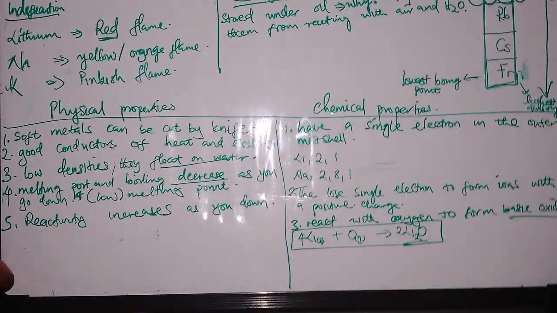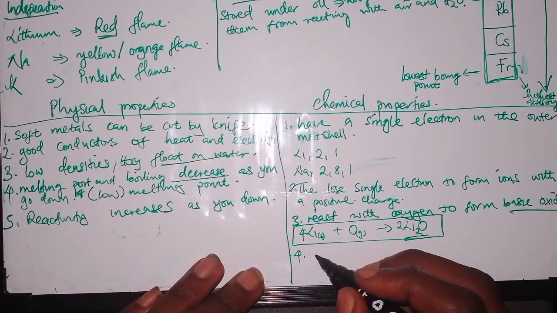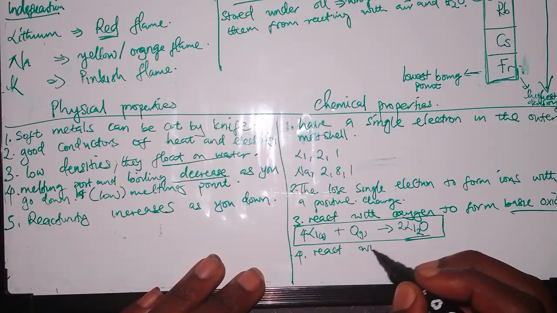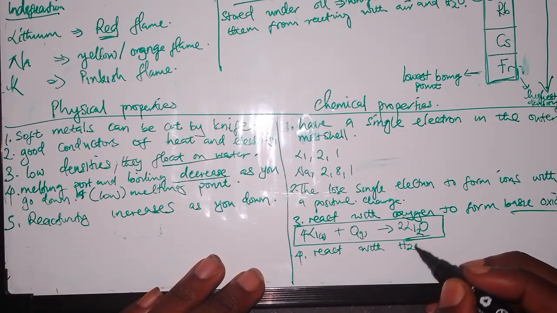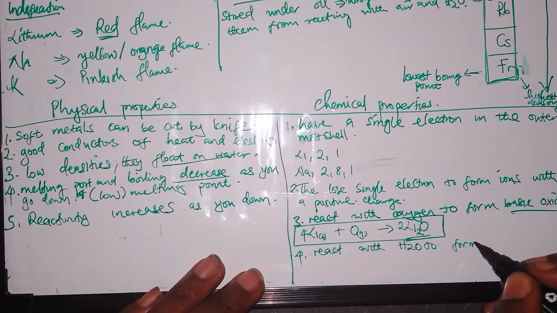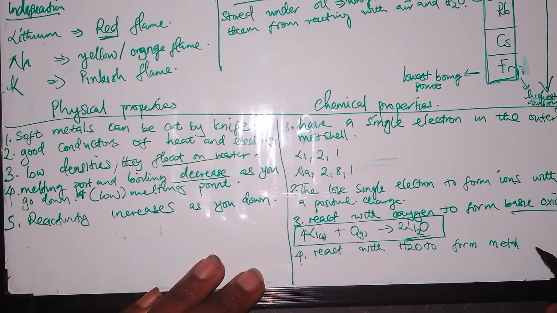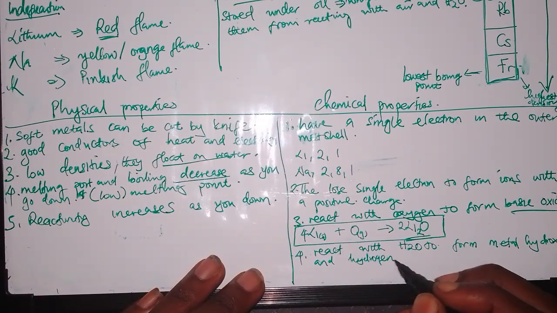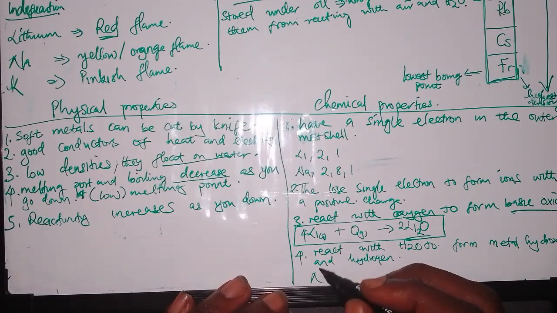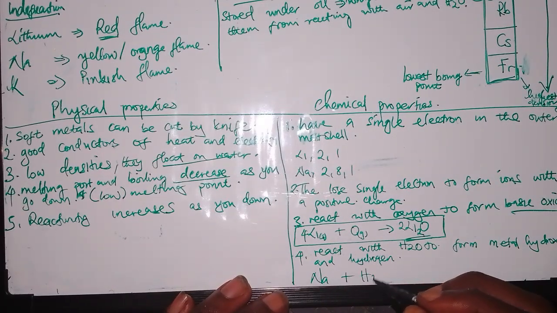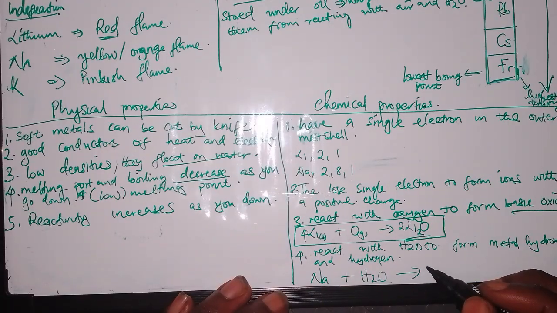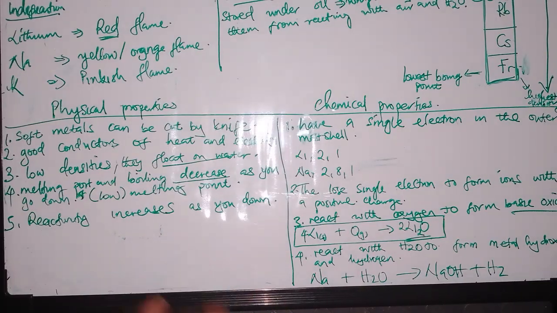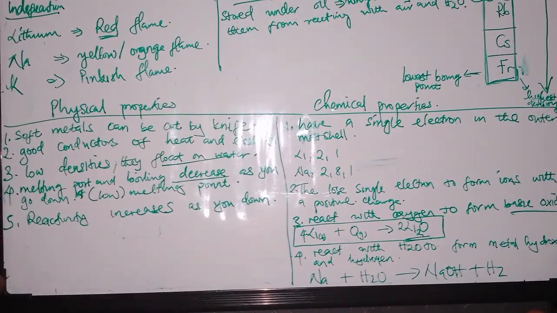Then the fourth chemical property is that they react with what? Water, to form a metal hydroxide and hydrogen. Whenever an element in group 1 reacts with water, the product will always be a metal hydroxide, for example sodium hydroxide, plus H2, which is our hydrogen gas.